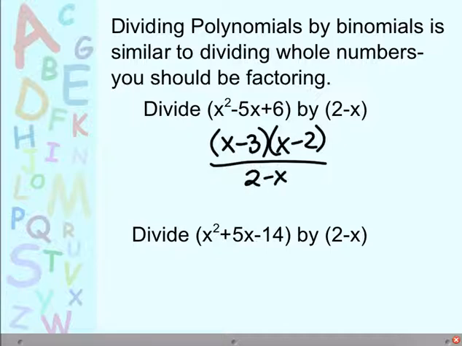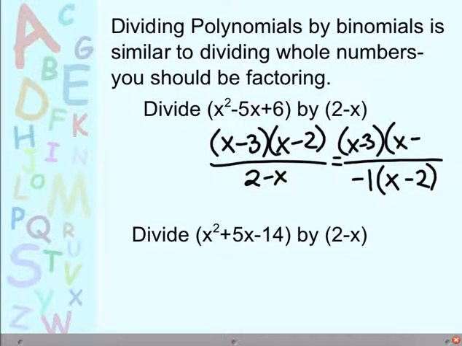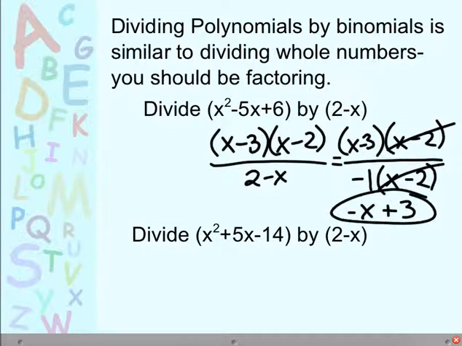Now you'll see that x minus 2 and 2 minus x are not the same. But I could factor that denominator to say that's the same thing as negative 1 times a positive x and a negative 2. Which means I now have similar factors in the numerator and denominator that I can simplify. So I have x minus 3 divided by negative 1, which is negative x plus 3. So sometimes we can manipulate things to find our factors.